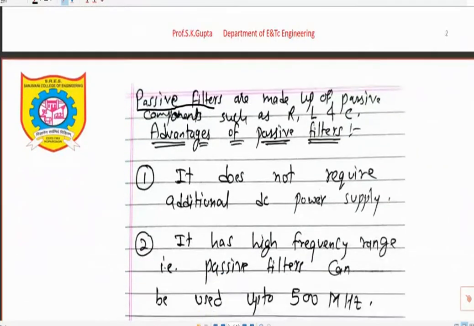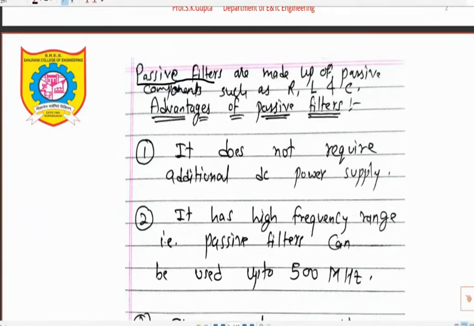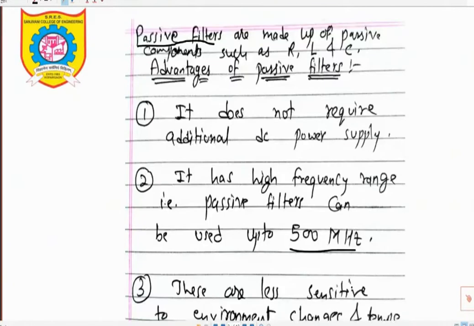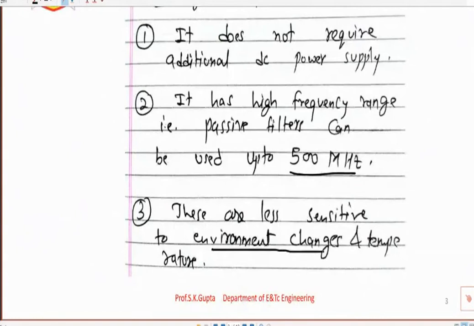So the advantage of passive filter is that it does not require additional DC power supply. So we do not have to use additional DC power supply, while in active filters, we have to use the additional DC power supply. Then second advantage is that it has high frequency range. That means we can use this filter up to 500 megahertz. So very huge amount of frequency range is available with the passive filters. Then third advantage is it is less sensitive to environmental changes and temperature. Even if some surrounding changes are there, it is less sensitive. But active filters are more sensitive.